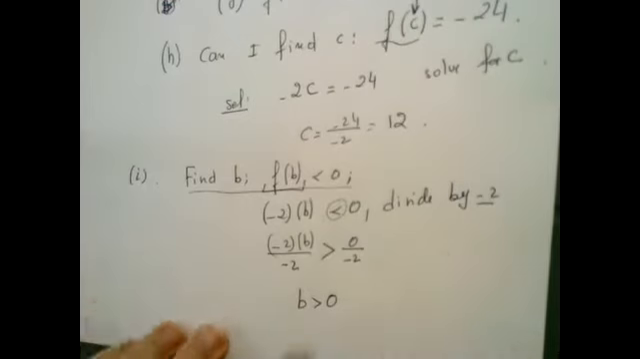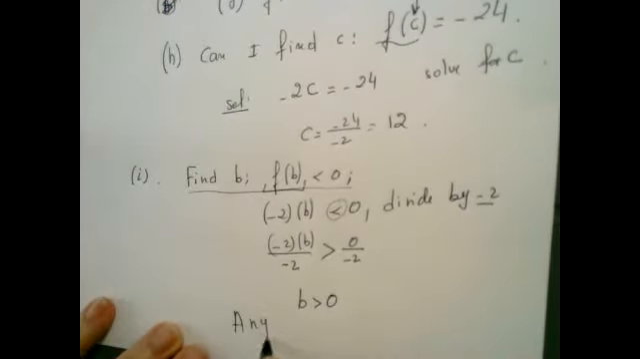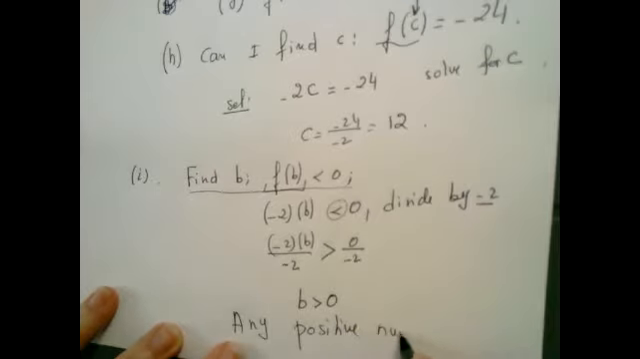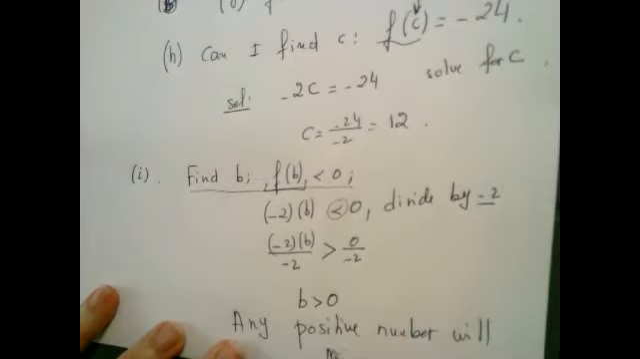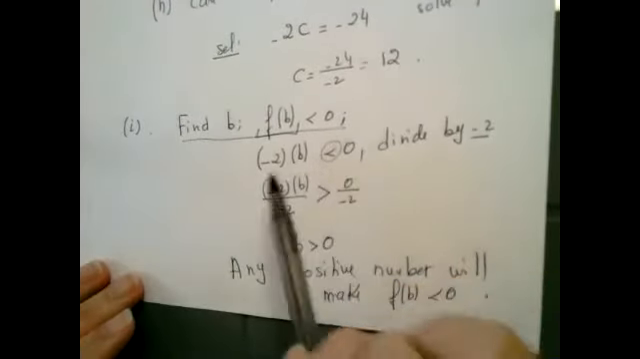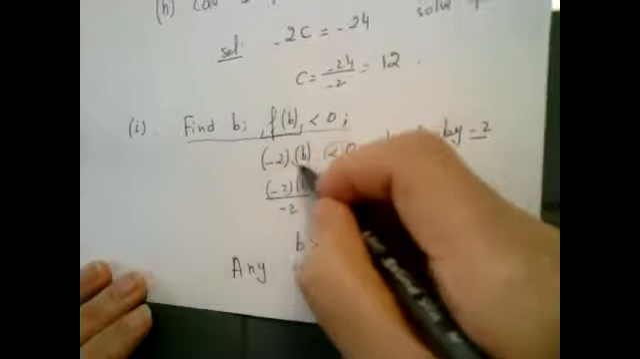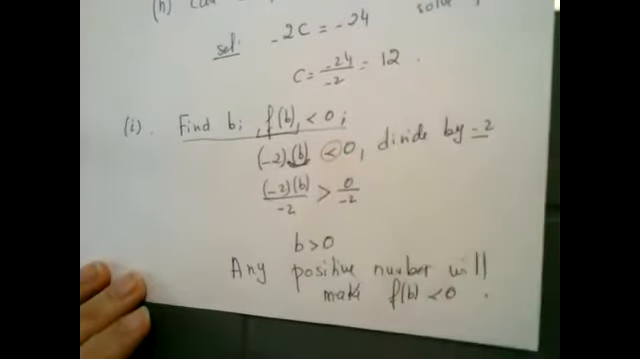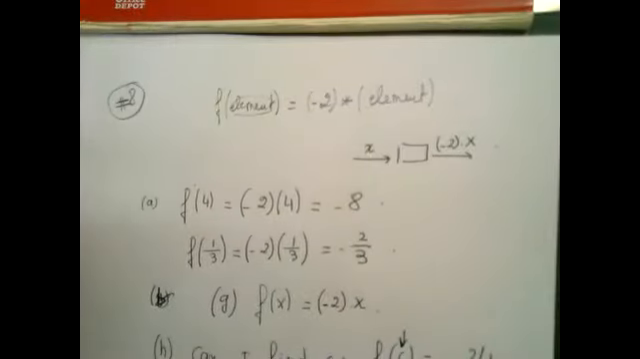Okay, it means any positive number will make f of B negative. You put 2, it's negative. 3, negative. Because I have a minus 2, so whenever I multiply by a positive number, I have a negative. All right? So let's look a little bit more at this problem, and then we move on.